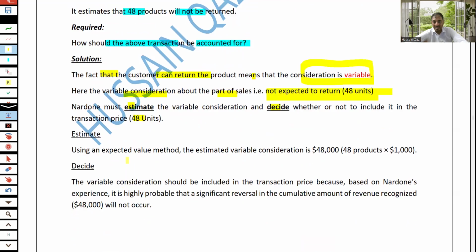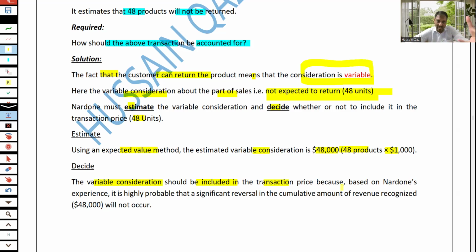So first, let's assume the estimate. Using an expected value, the variable consideration is 48 products into 1000, that's 48,000. That's a simple estimation, no probabilities. Either 48 units, yes or no. The variable consideration should be included in the transaction price. By the way, the first point is decide, then estimate.